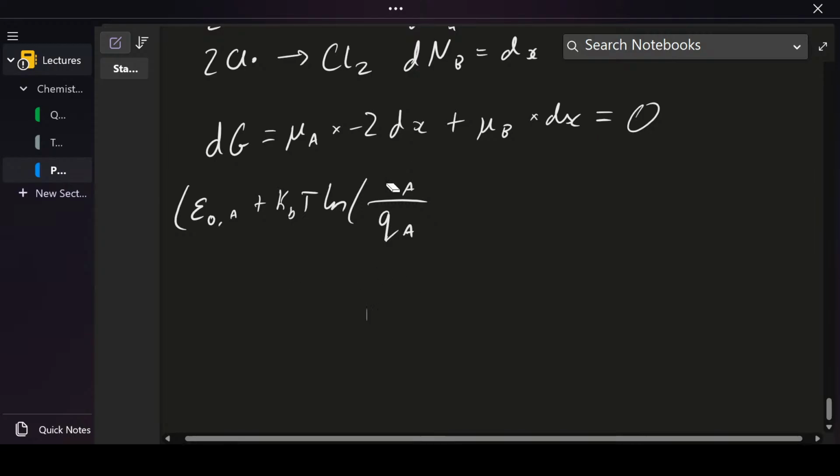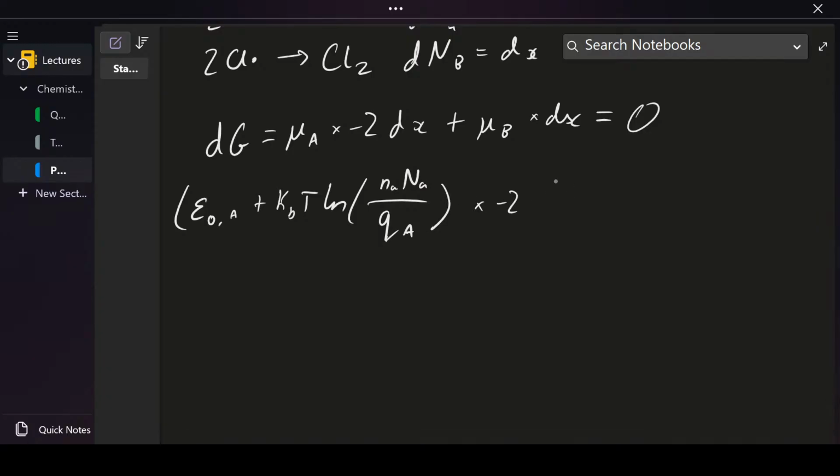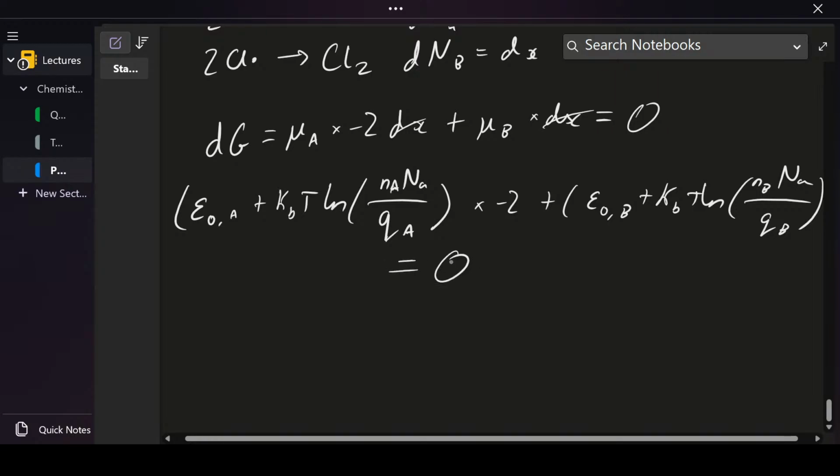So if I replace this with little nA times Avogadro's, so that times -2, I'm just going to divide by the dx's now, plus epsilon naught B plus kBT ln nB times Avogadro's over qB. I'm going to say that's equal to 0.